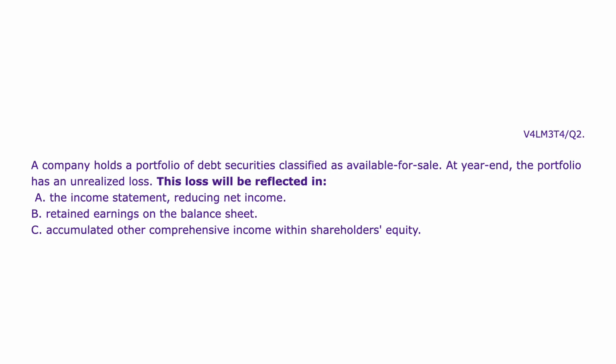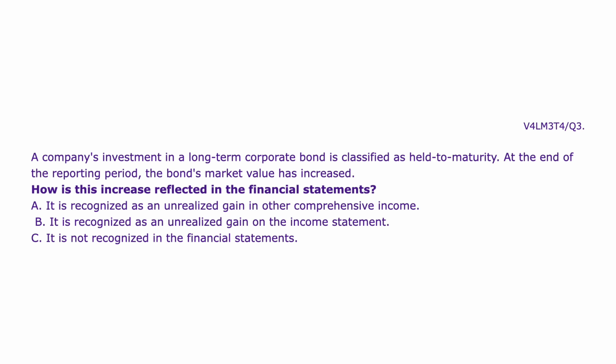A company holds a portfolio of debt securities classified as available for sale. At year-end, the portfolio has an unrealized loss. This loss will be reflected in A. The income statement reducing net income. B. Retained earnings on the balance sheet. C. Accumulated other comprehensive income within shareholders' equity.